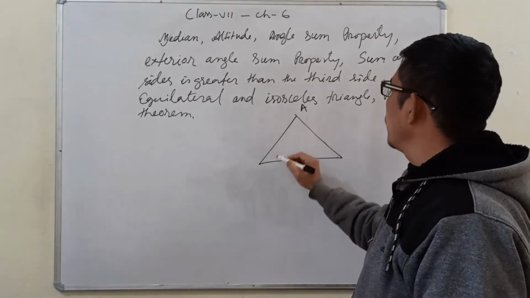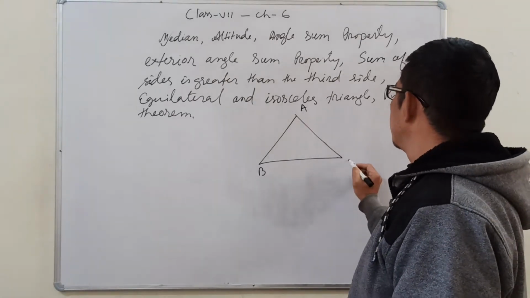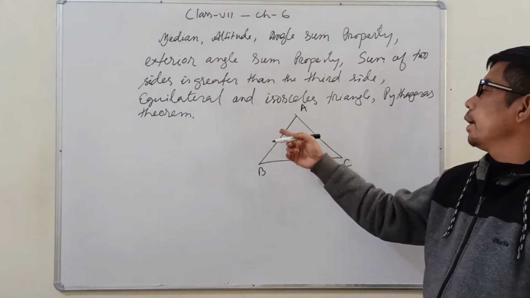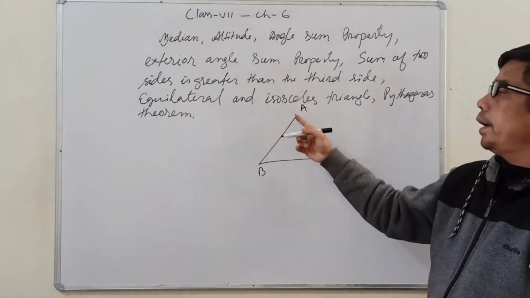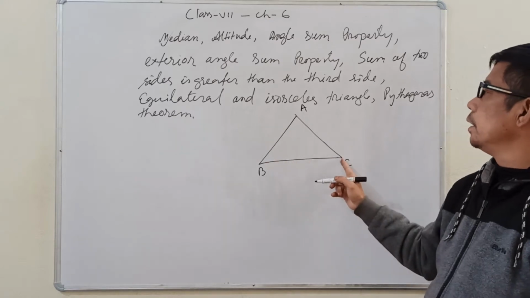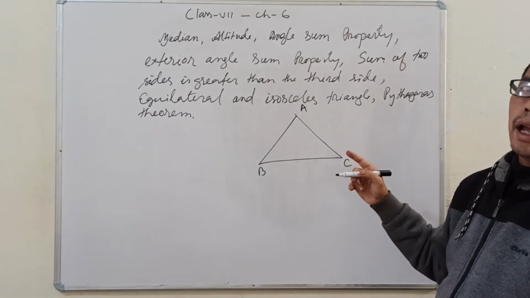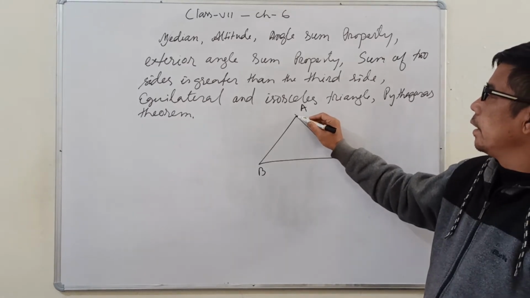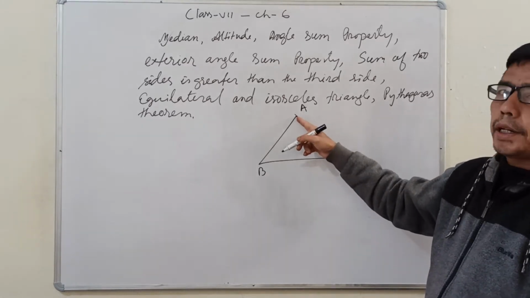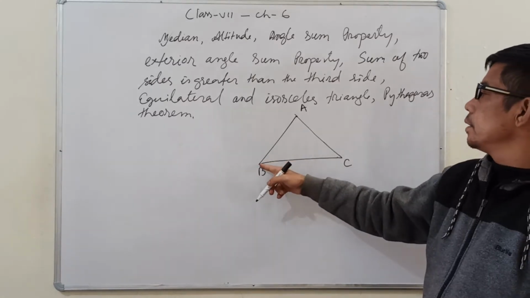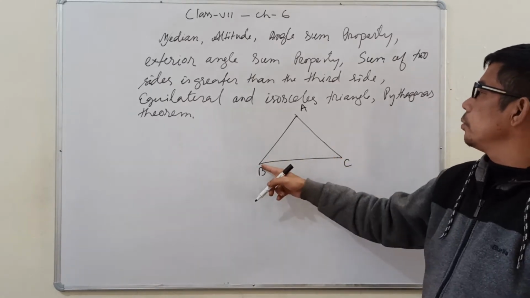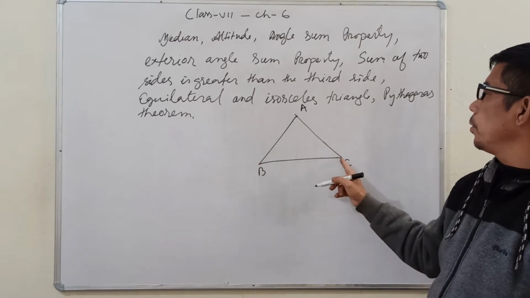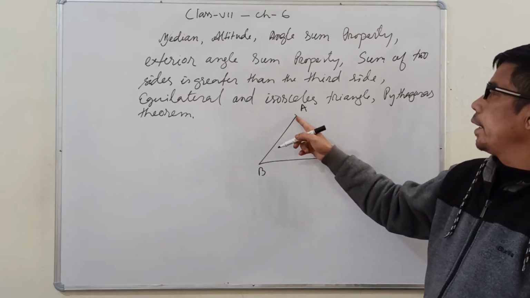There is a triangle ABC, and in this triangle three vertices are here, A, B, C. You take any vertex. Suppose let's take vertex A. Then opposite to this vertex A, the side is BC. The side BC is opposite to the vertex A.